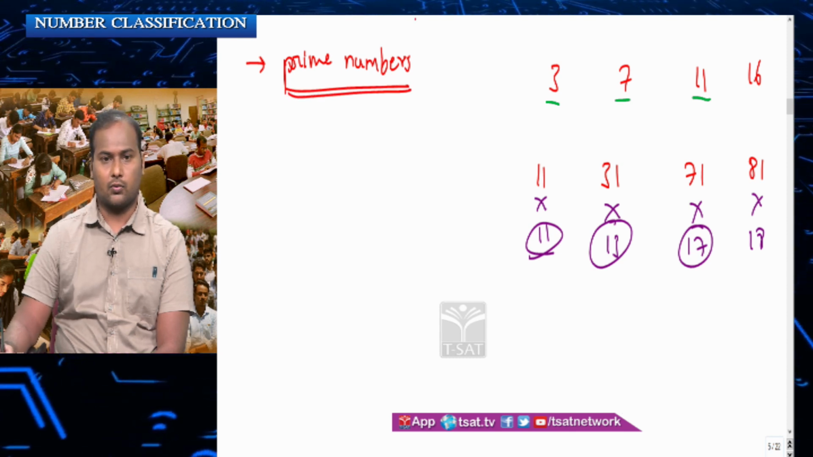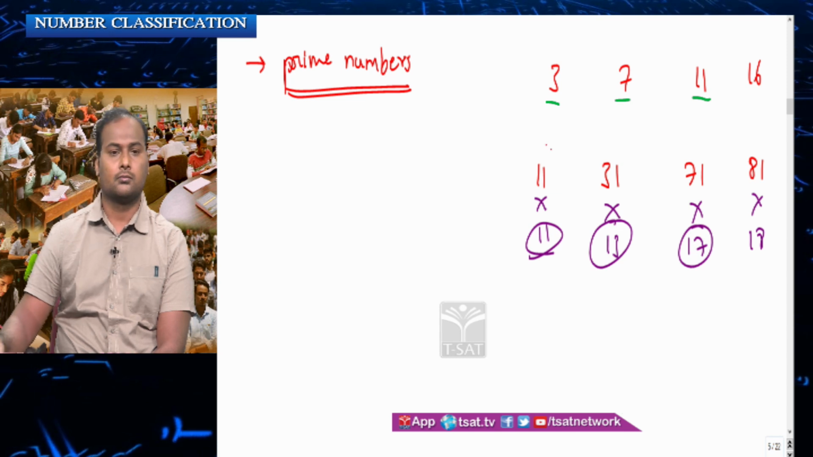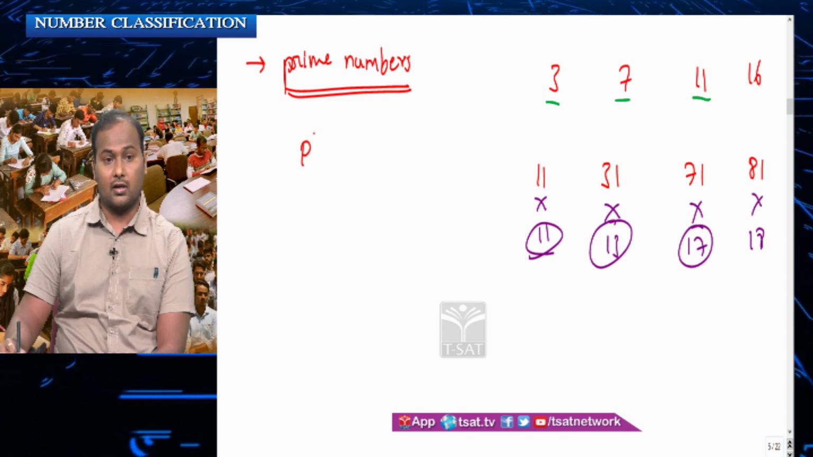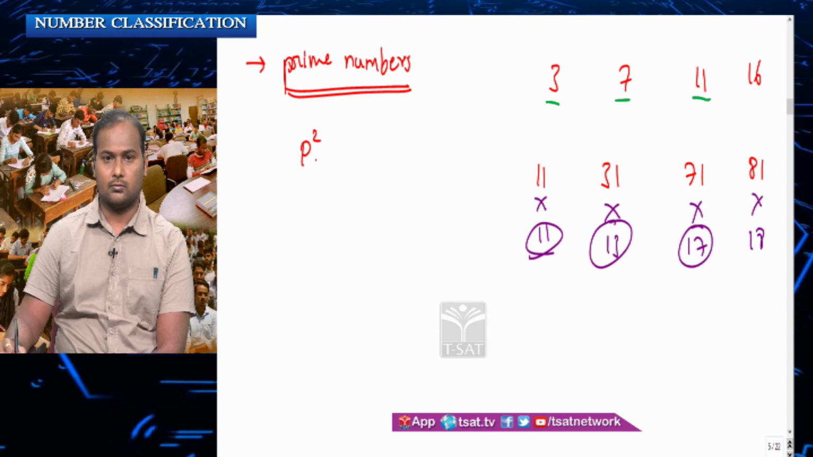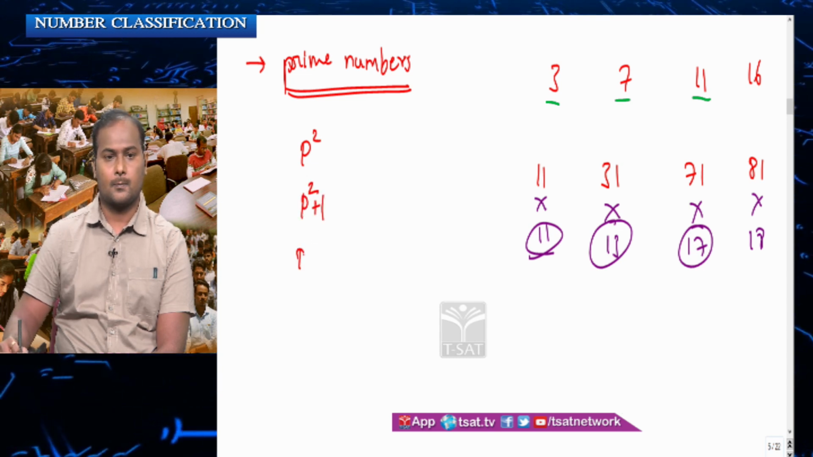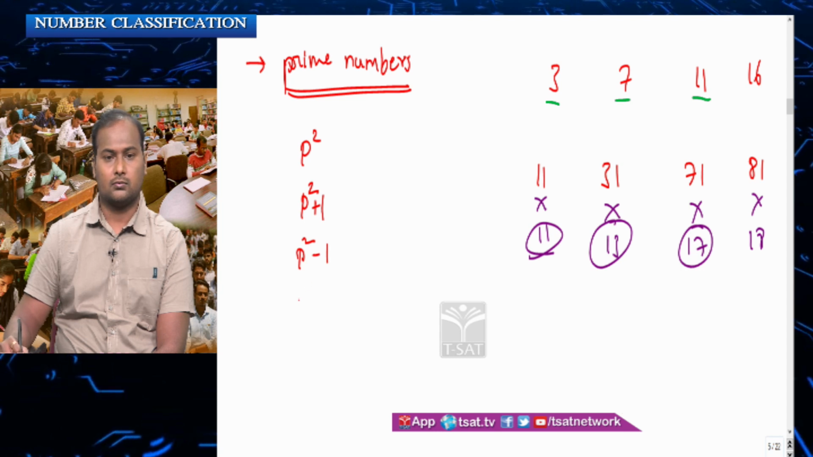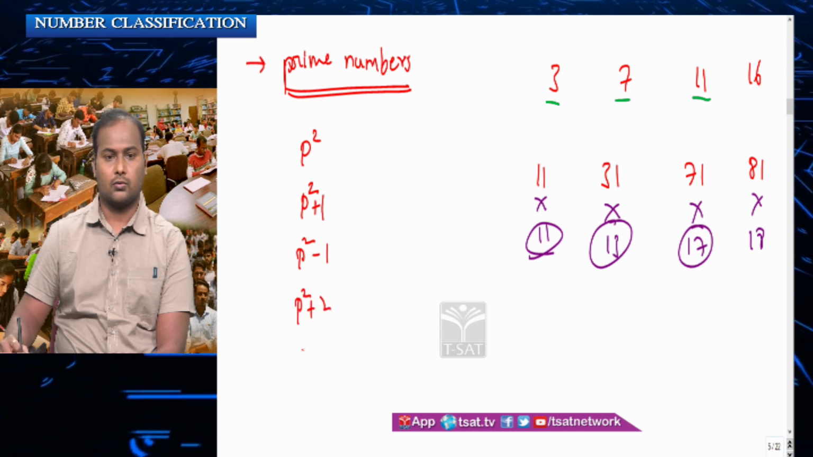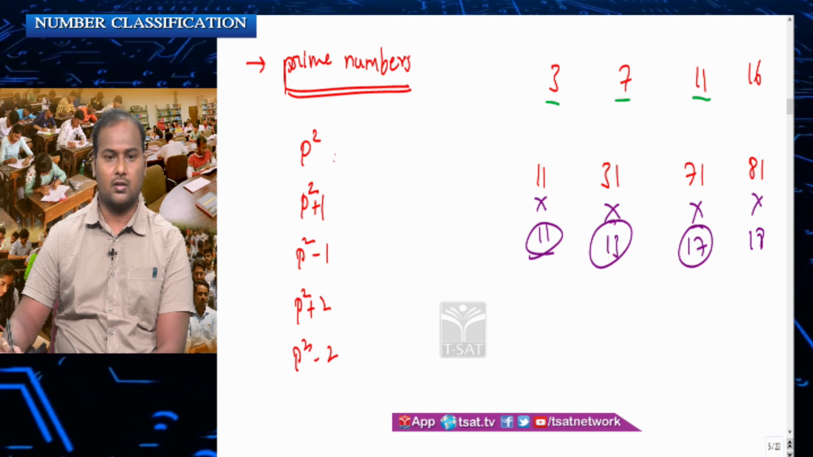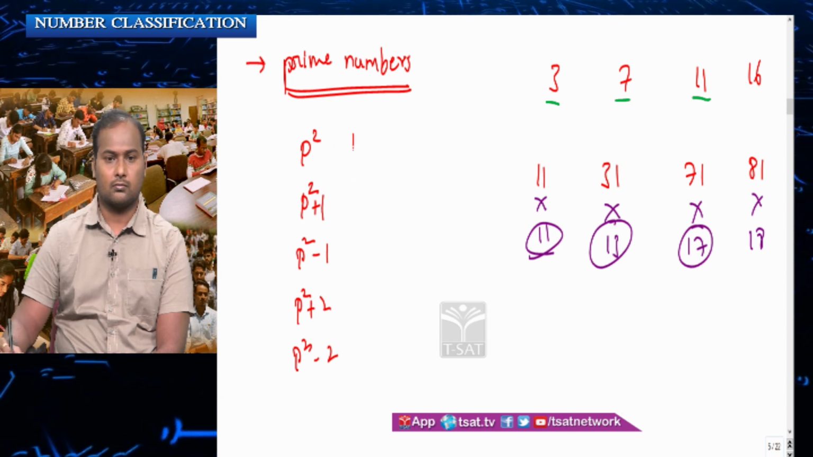So the moment you see prime numbers, what are the different possible questions? One is reversing of primes. The second one is the same here also: they may ask even like prime square. This is also possible. Prime square plus 1, prime square minus 1, prime square plus 2, prime square minus 2. All these are possible, in the format of squares.